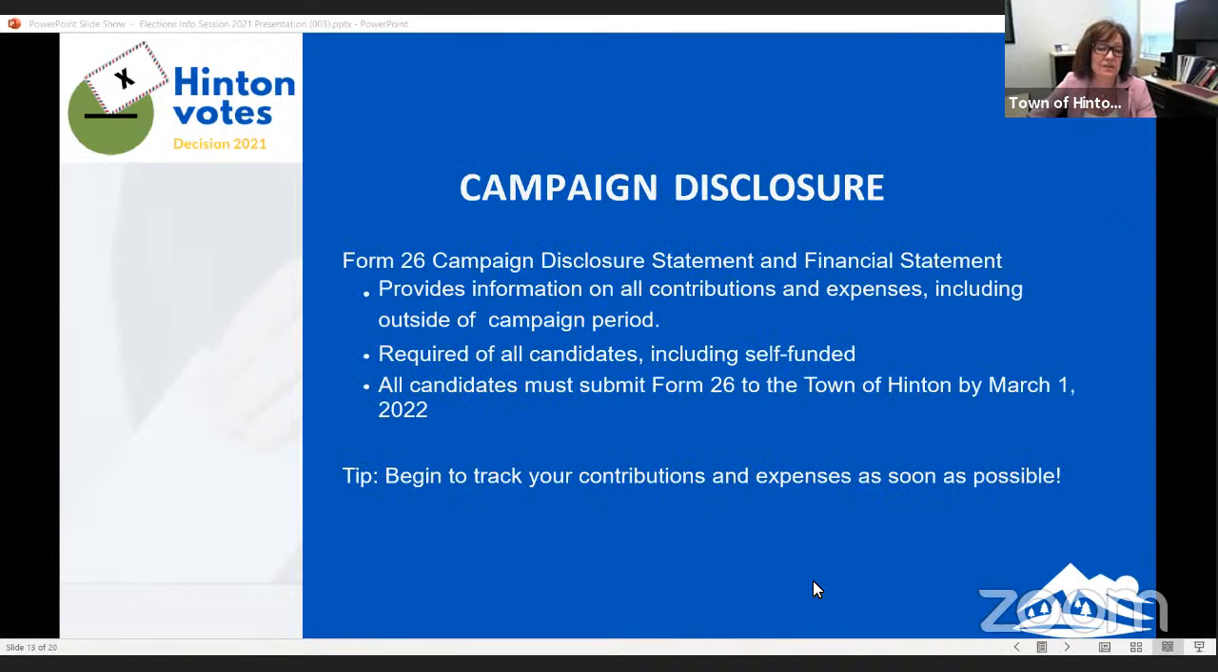Campaign disclosure. Form 26 is a campaign disclosure statement and financial statement. It provides information on all contributions and expenses, including outside the campaign period. All candidates are required to submit this form, which is Form 26, to the town by March 1st, 2022. This includes if you're self-funded. So it's best to begin tracking your contributions and expenses as soon as possible.